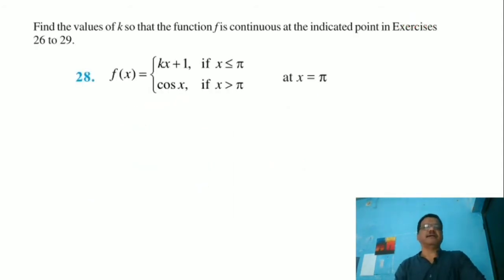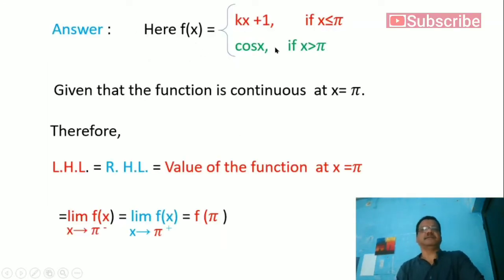Now question number 28. Here again we are going to find the value of k. Here it is kx plus 1, but the point where the function is continuous is x equal to pi. Got it? Then for x less than or equal to pi, f(x) is equal to kx plus 1, and for the right side of pi we will use f(x) equal to cos x. Fine. So f(x) is equal to kx plus 1 and cos x in these domains.